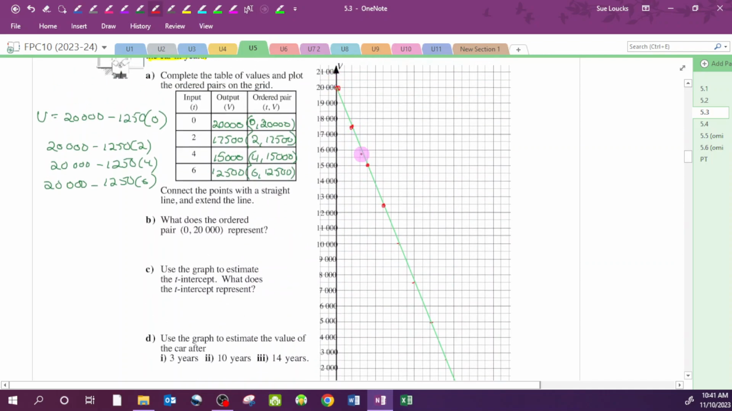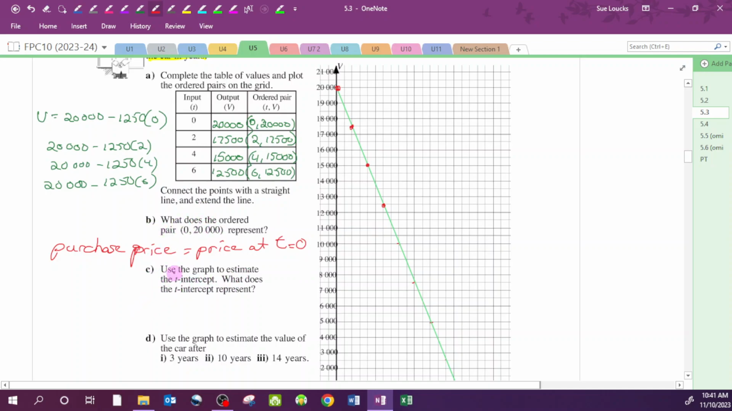Okay, so what does the ordered pair (0, 20,000) represent? So that's the price at time 0, right? That was the purchase price. So this is the purchase price. We know that from the question. And that equals price at time 0. Okay, and being able to equate those two is really important.